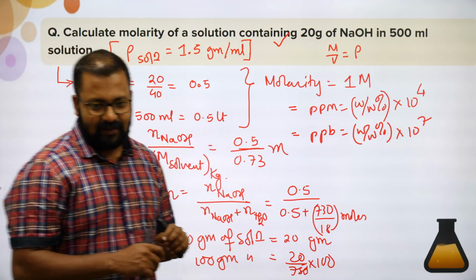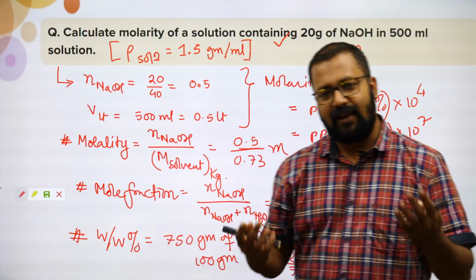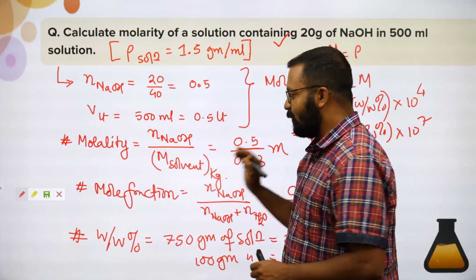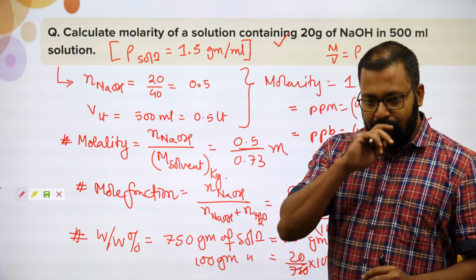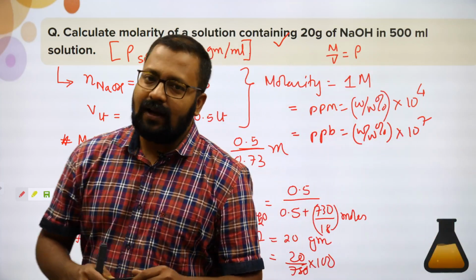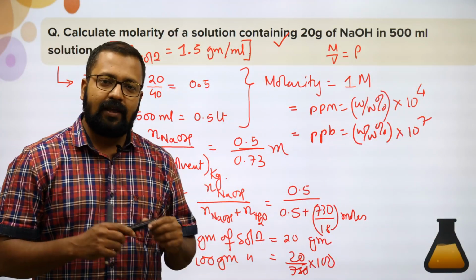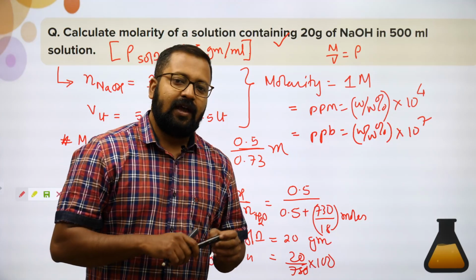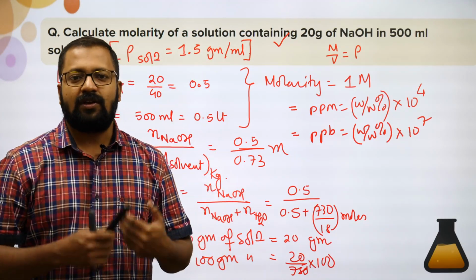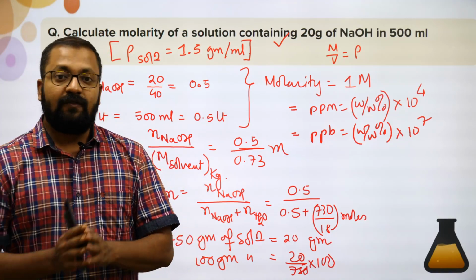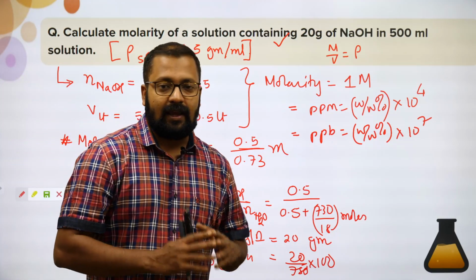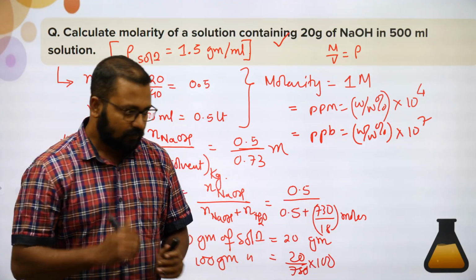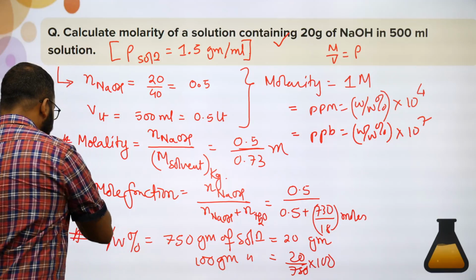Will you also teach inorganic chemistry? If it comes to that, I'll also teach inorganic chemistry. But right now we are discussing normality and formality. Normality requires n factor, and formality is something which is an obsolete concentration term. We don't use formality anymore in chemical calculations. Okay, so let's proceed ahead.